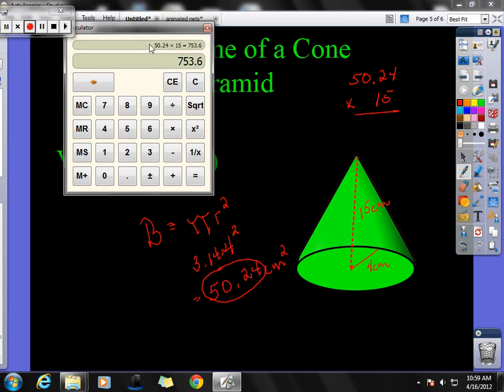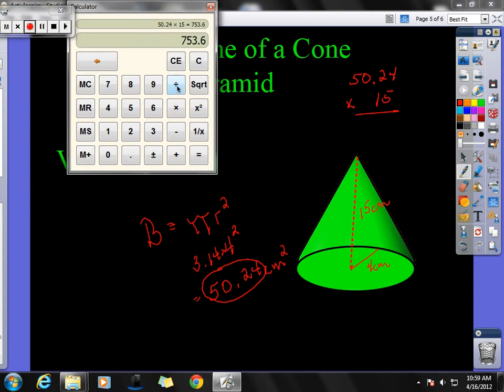753.6. Now what I need to do is then divide all of that by 3. So the volume of that cone that I have drawn here, the green cone, is about 251.2 cubic centimeters. So just a quick review.